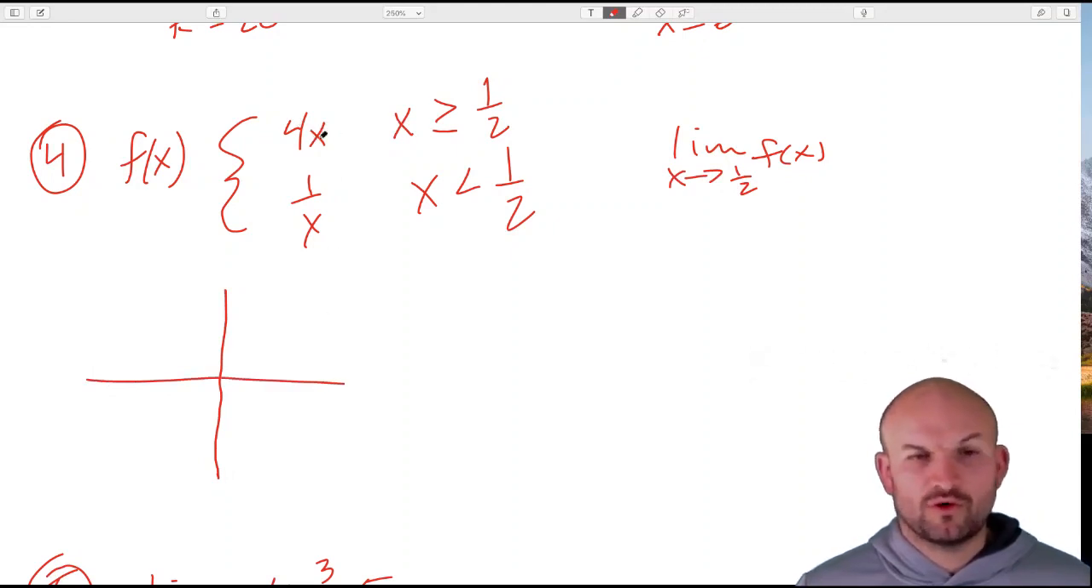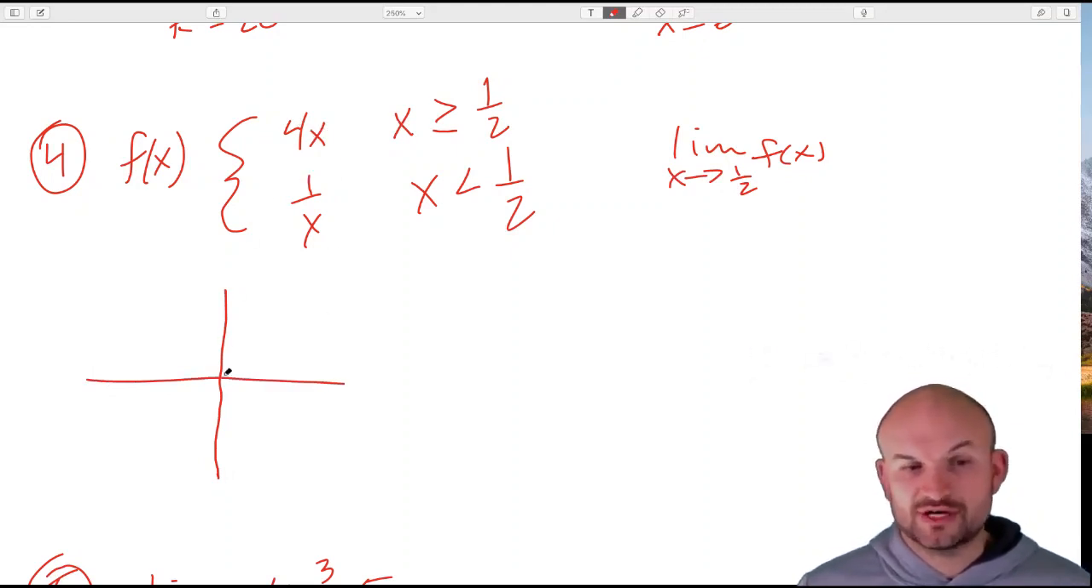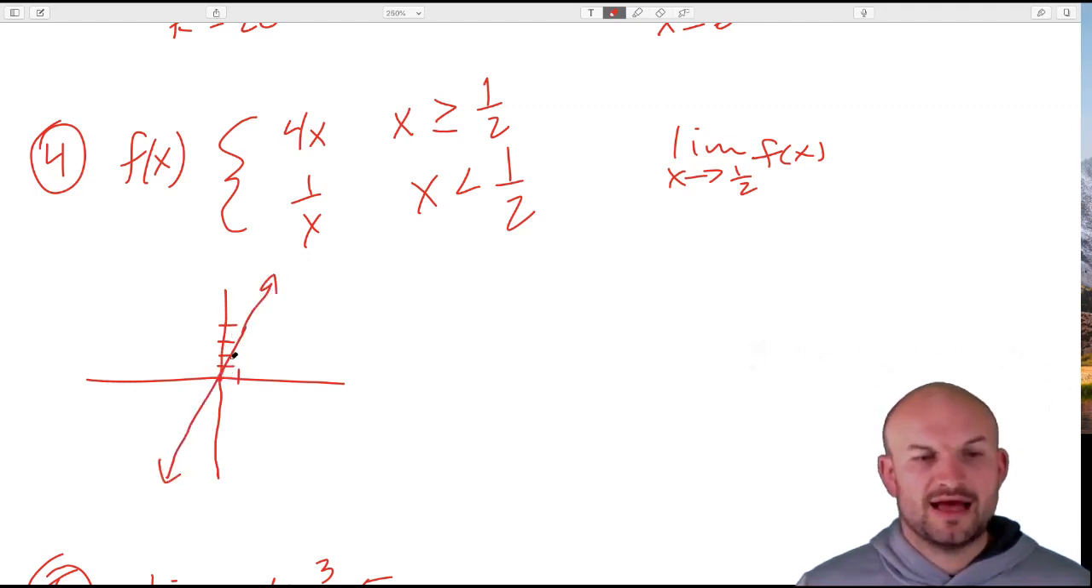So we have y equals 4x. Well, again, that has a y-intercept of 0, right? So 1, 2, 3, 4, and then over 1. So that graph looks something like that. And then the other graph is the reciprocal function. Again, that has a coordinate point of (1, 1) and (-1, 1). So that graph looks something like that.